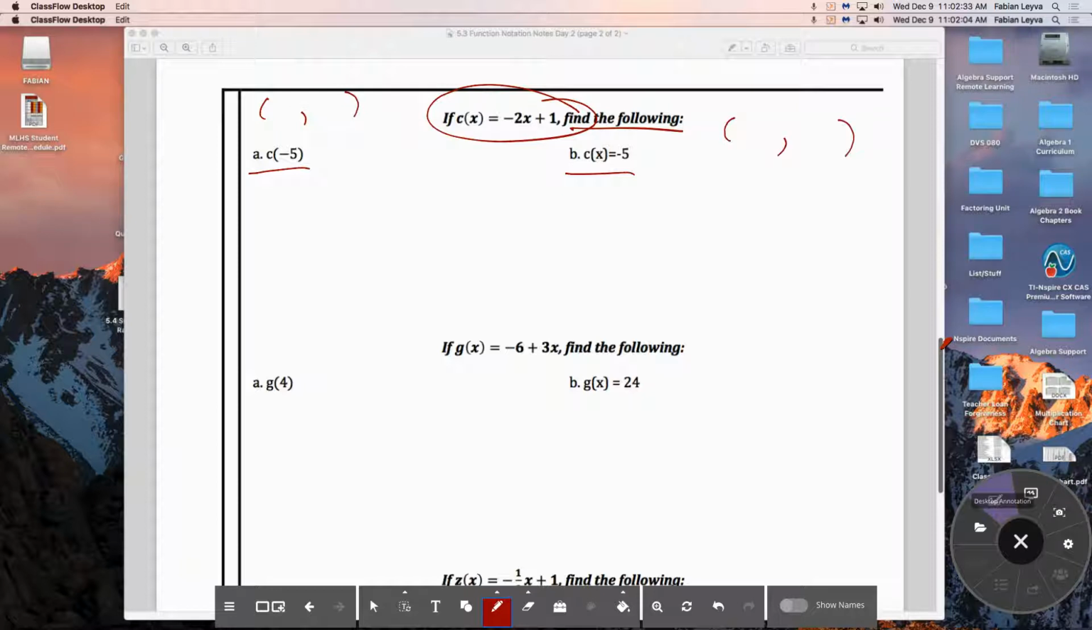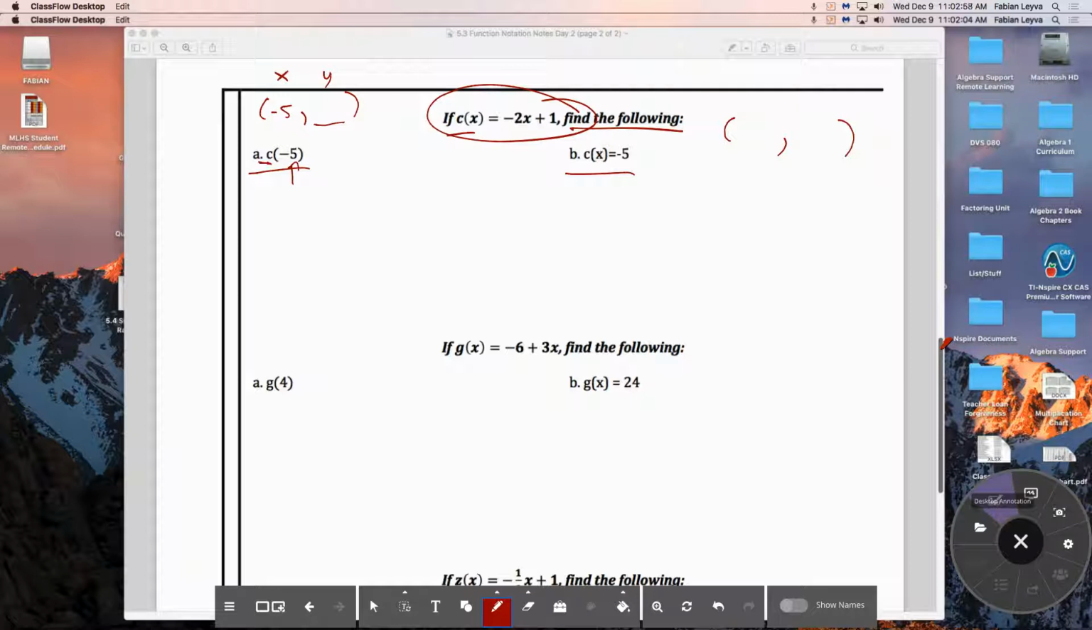Because when you solve these two, they're two different problems. There's two different ways of solving. There's two different things that they're asking you to do, and you need to be able to recognize it. Remember that if you read this notation, you have a C function, which is right over here, and you're inputting a negative 5. Your input is just the x value, so you're plugging in a negative 5 and solving for your range or your y value.